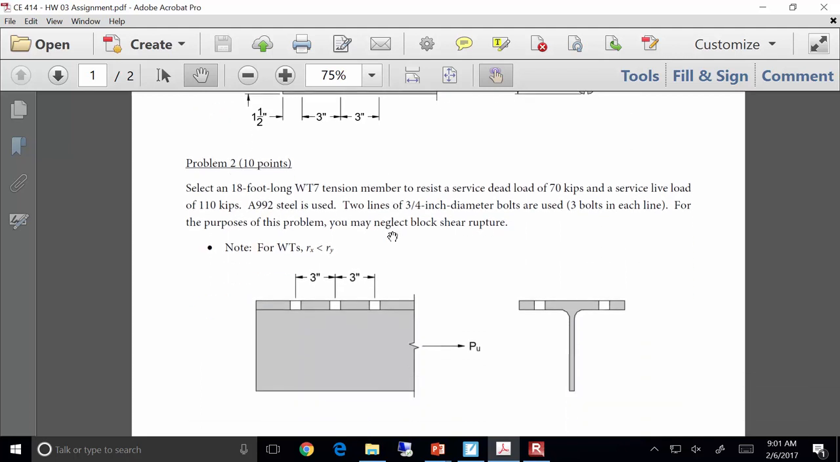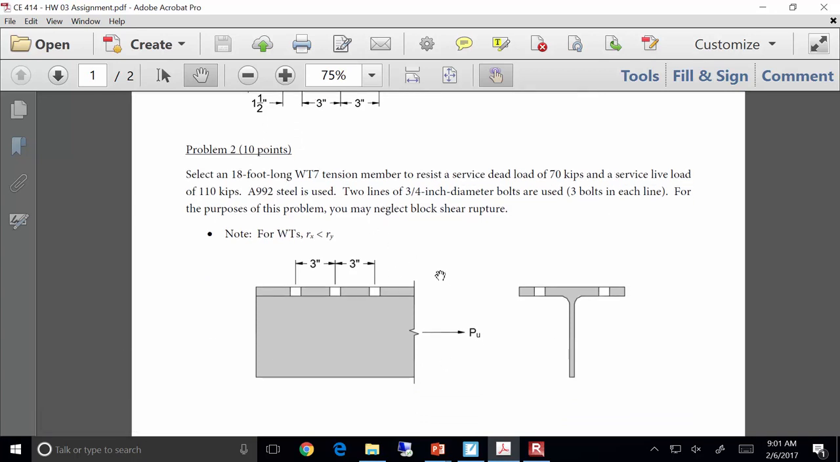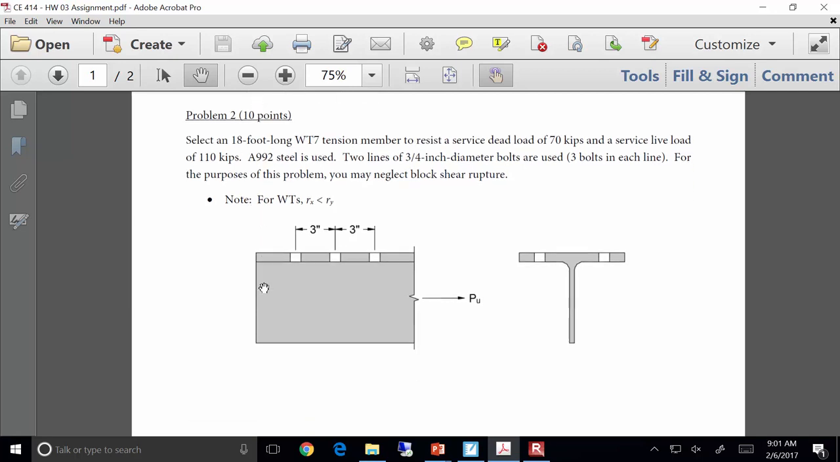Problem 2 is a design. You're designing a WT shape, specifically a WT7. You've got all the connection parameters and everything right here. You are going to design off of slenderness, and I did give you a little note that if you're just looking at a WT, the rx is actually a little smaller. That's not the same for a W section. It's backwards, so I wanted you all to be aware of that.